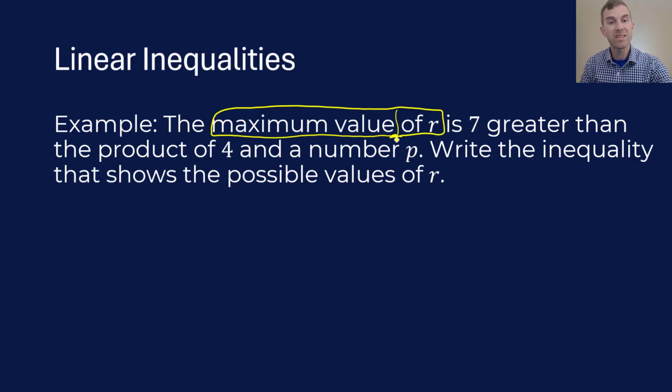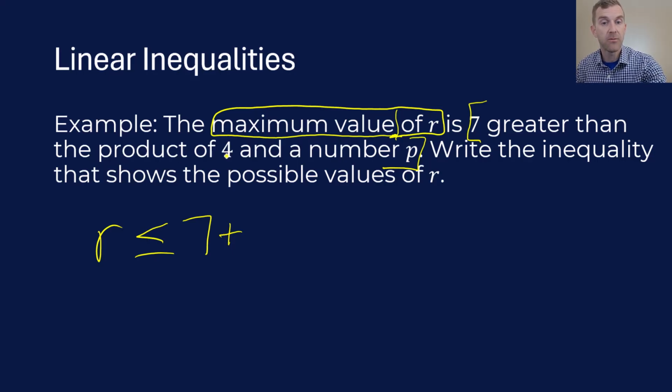I may see the minimum value or the maximum value. And what that's telling us is what type of inequality are we setting up. If I'm maximum, that means that whatever I have, it can't be bigger than that value. In other words, it has to be less than or equal to. So right there, I get my less than or equal to. Now I'm going to create the expression on the other side. And that gives me the 7 greater than the product of 4 and a number p. 7 greater than, more than, that actually means that I'm going to be adding. And then the product of 4 and a number p is telling me to multiply those two numbers.